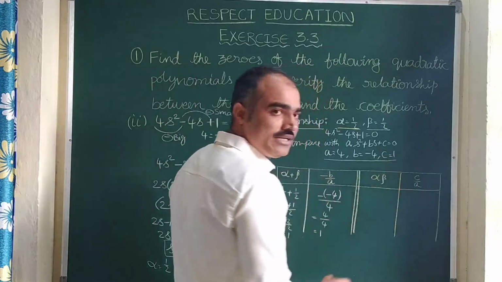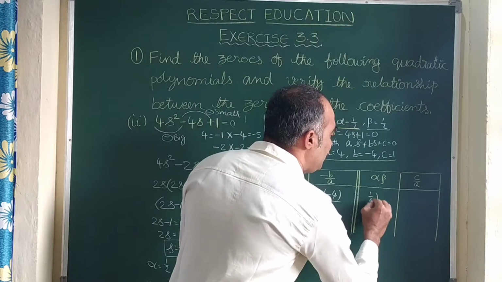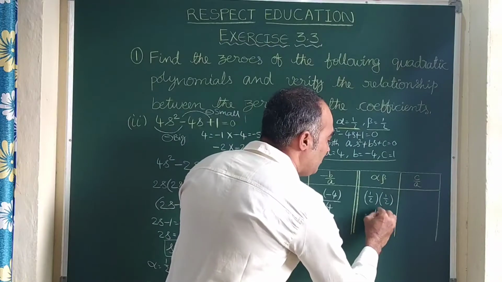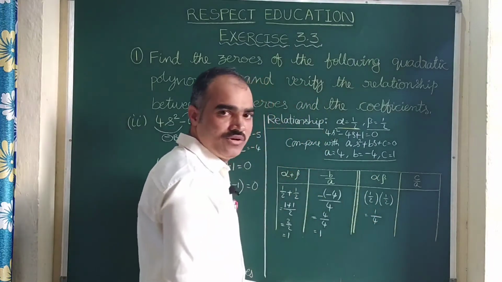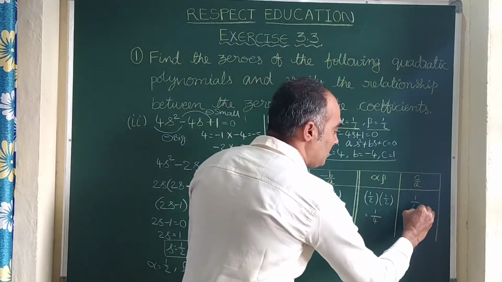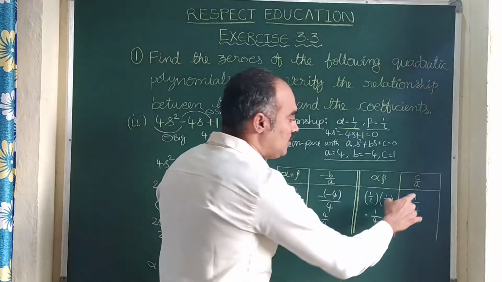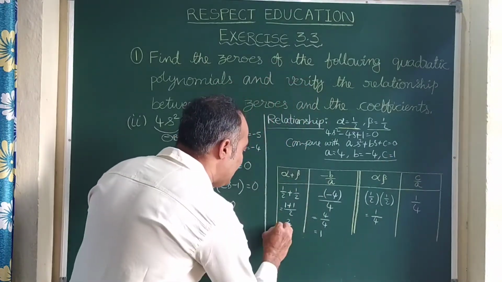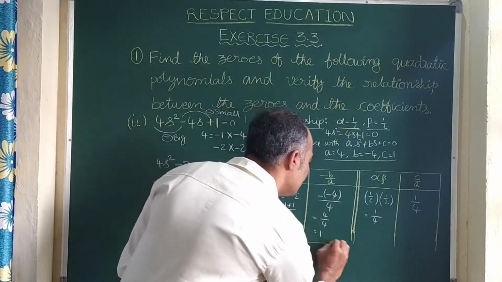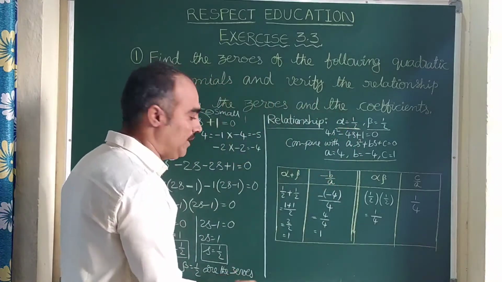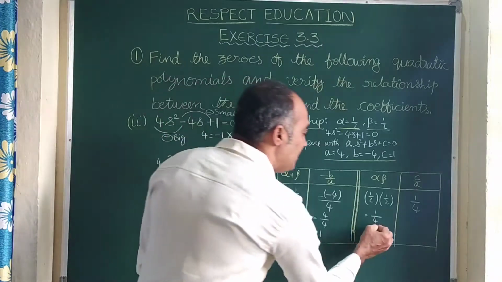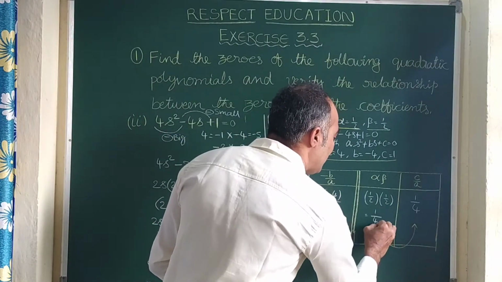Now alpha into beta. Alpha is 1 by 2 into beta is also 1 by 2. When you multiply, 1 into 1 is 1, 2 into 2 is 4. So it is 1 by 4. C by a, C is 1 and a is 4. Here there is no further simplification. So it is 1 by 4. Now let us compare all these values. Here when we compare, you see this one is equal to this one. This 1 by 4 and this 1 by 4 both are equal.